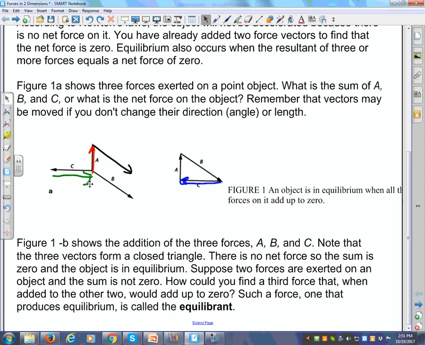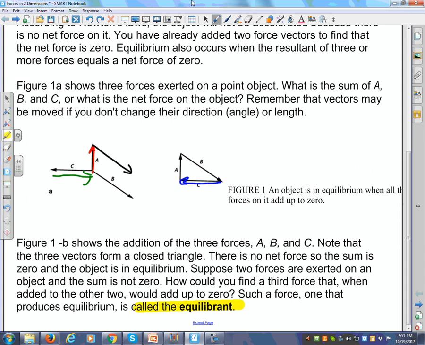Yes. Okay. Suppose 2 forces are exerted on an object and the sum is not 0. How could you find a third force that when added to the other two would add up to 0? Such a force, one that produces equilibrium, is called the equilibrant. Key term. The equilibrant is the force that makes it go into equilibrium. In this case here, it's the green one.